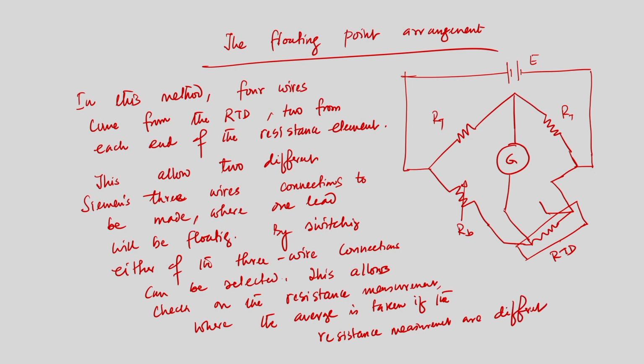Right. So, this is known as floating point arrangement. In this method, 4 wires come from the RTD; we can see from the schematic, 2 from each end of the resistance element. This allows 2 different Siemens 3 wire connections to be made, where one lead will be floating, and by switching, either of the 3 wire connections can be selected. Now, this allows a check on the resistance measurement, where the average is taken if the resistance measurements are different. Since one lead is always floating, that is why it is known as floating point arrangement.